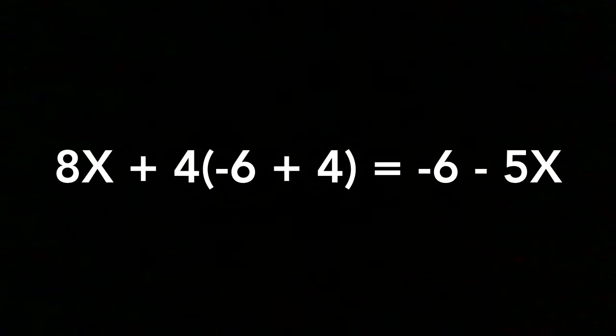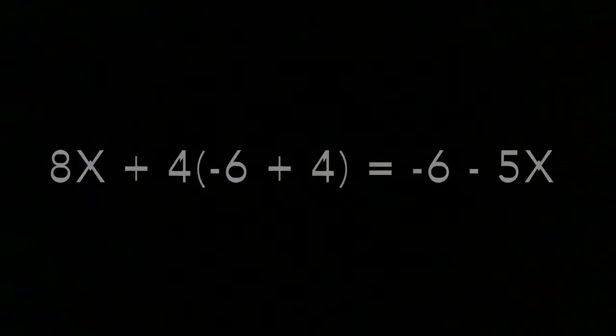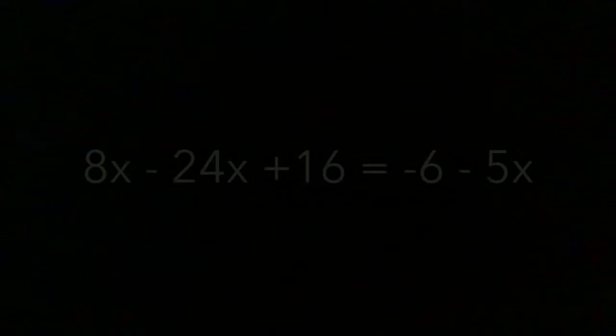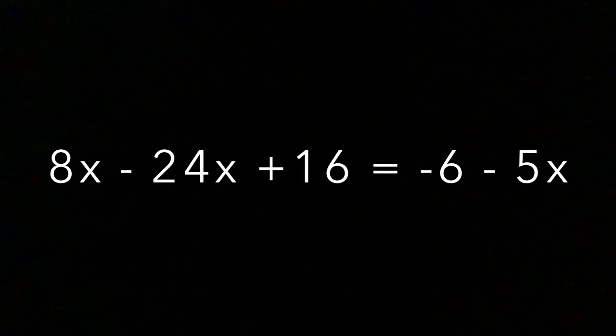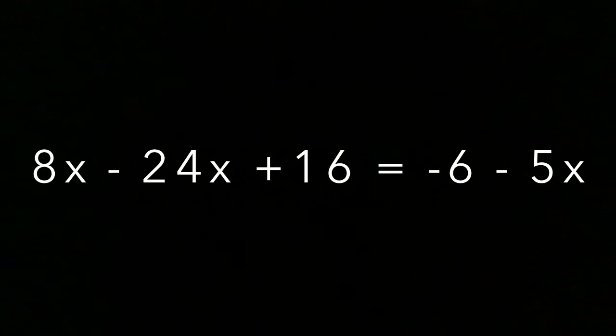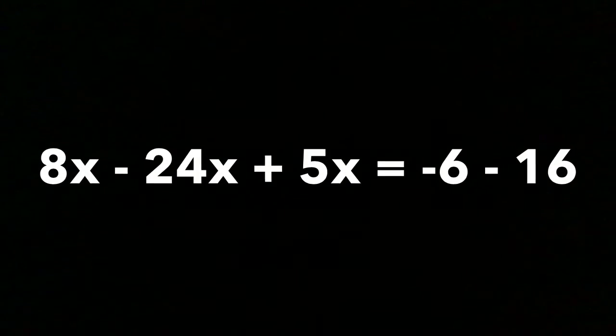Problem 1. 8x plus 4, parentheses, negative 6 plus 4, close parentheses, equals negative 6 minus 5x. After we did the distributive property with 4 times negative 6 and 4 times positive 4, we ended up with 8x minus 24x plus 16 equals negative 6 minus 5x. After that, we had to combine like terms and make sure we brought everything to its right side. So we got 8x minus 24x plus 5x equals negative 6 minus 16.